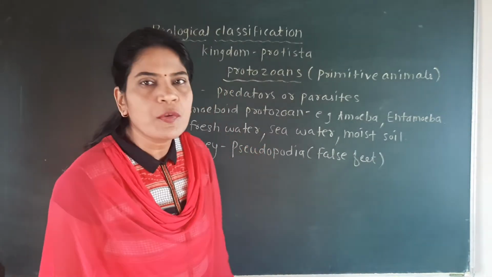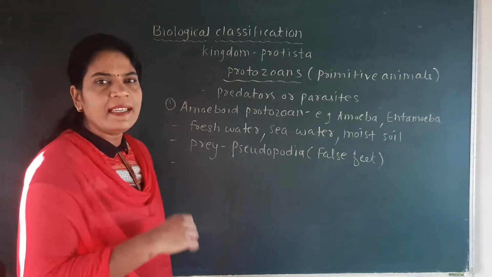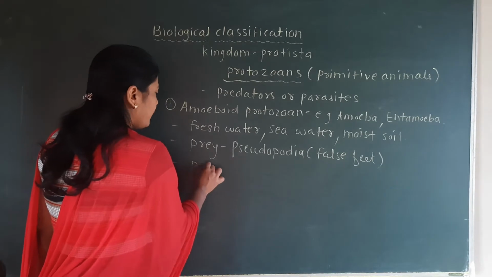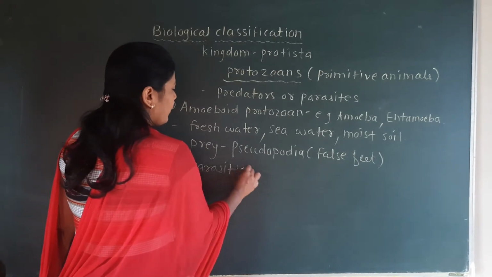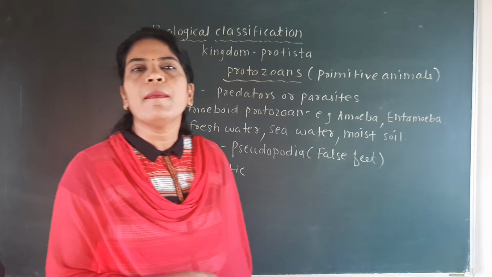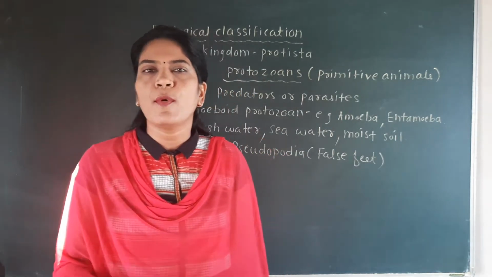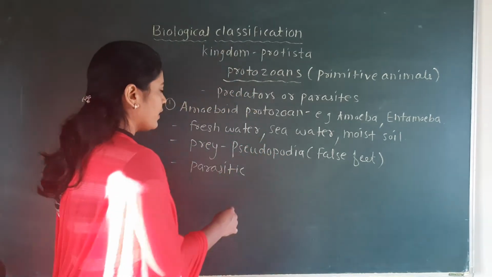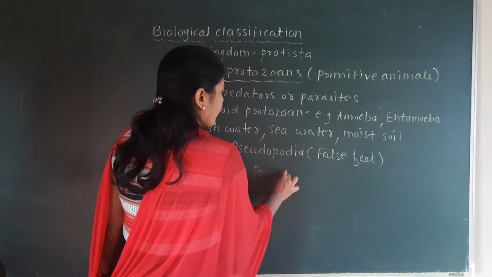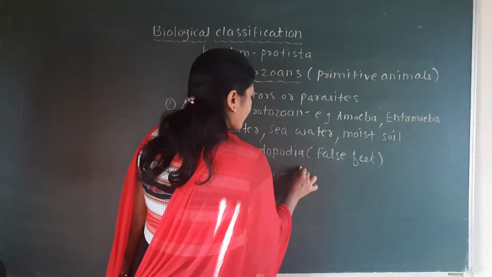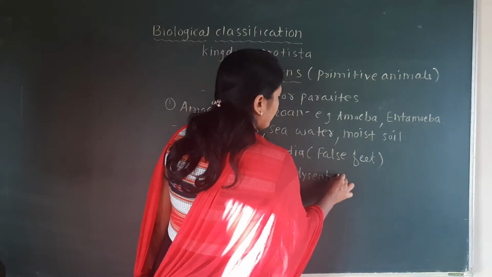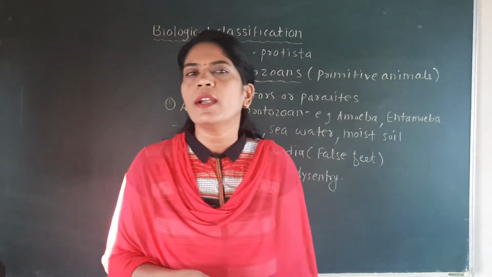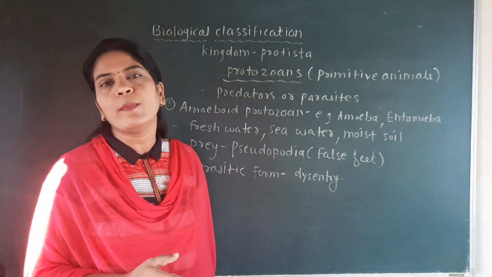Okay. Then the next point is the entamoeba, which is a parasite. If the parasitic form is there, such as the entamoeba, then it is present in the body of the human being, where it causes the disease called dysentery. So parasitic forms are found in the human body and cause the disease called dysentery. Okay, these are the important things about amoeboid protozoans.